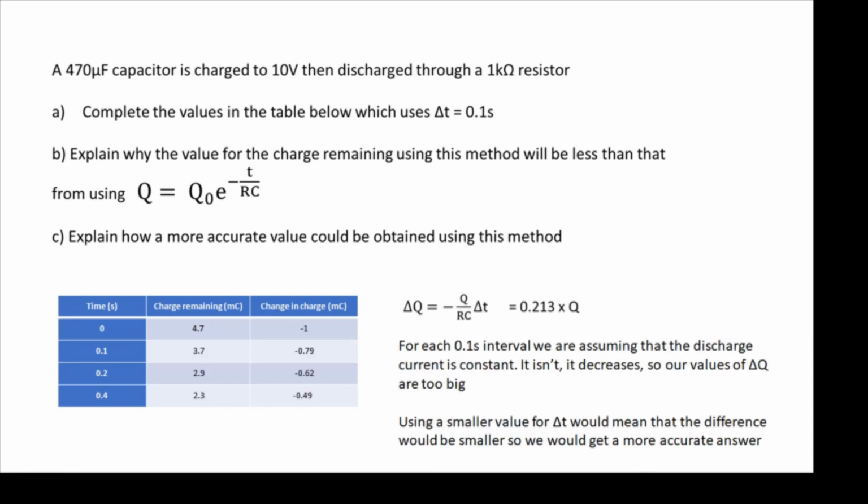These are the answers. I've worked out the values of delta Q. I've used those to work out the values of Q. For each 0.1 second interval, we are making an assumption that the discharging current is constant, where in fact it isn't, it's decreasing exponentially. So all of our values of delta Q will be too big. If we use a smaller value for delta t, then the difference would be smaller, so we would get a more accurate answer.